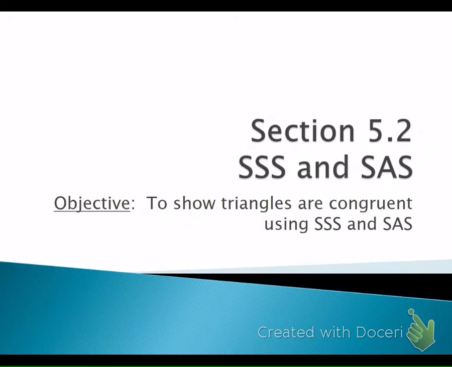So we will learn 5 different ways to show that triangles are congruent. Today we're going to just look at 2 of them. Okay, so it's the SSS and the SAS congruence postulates. When you're all ready.